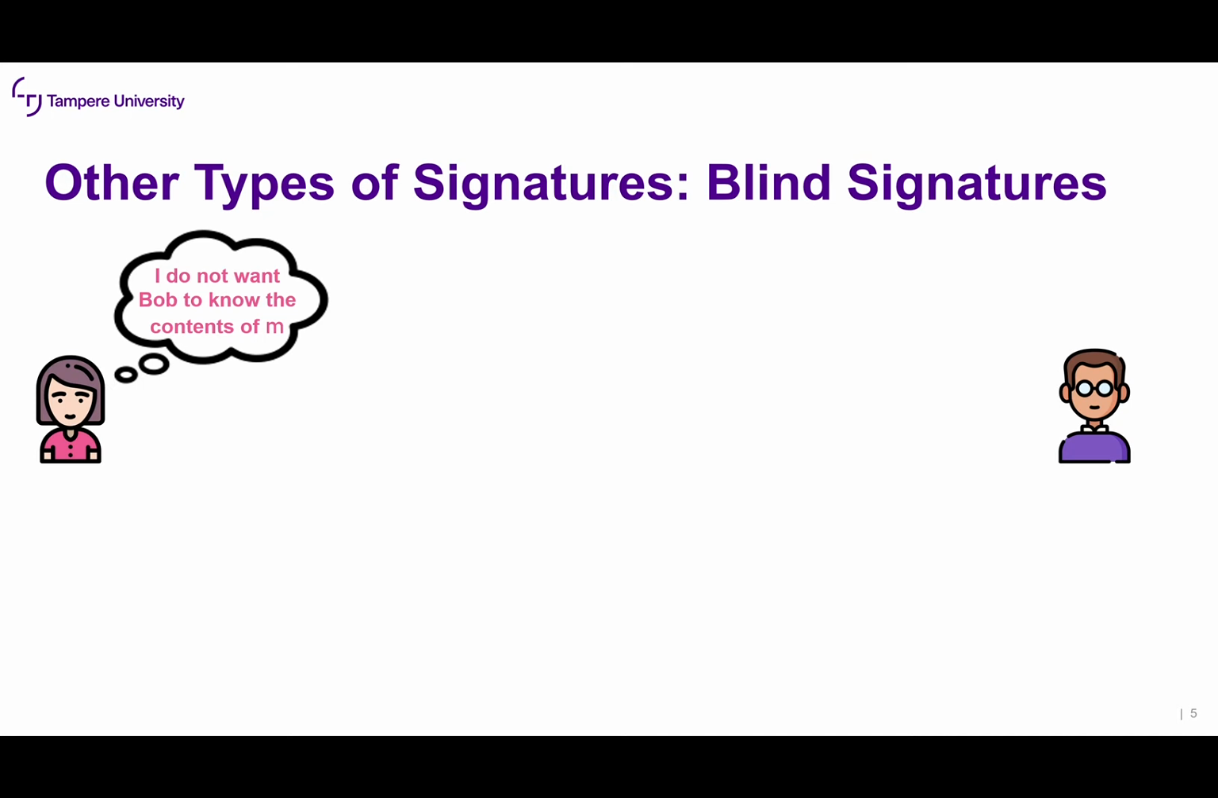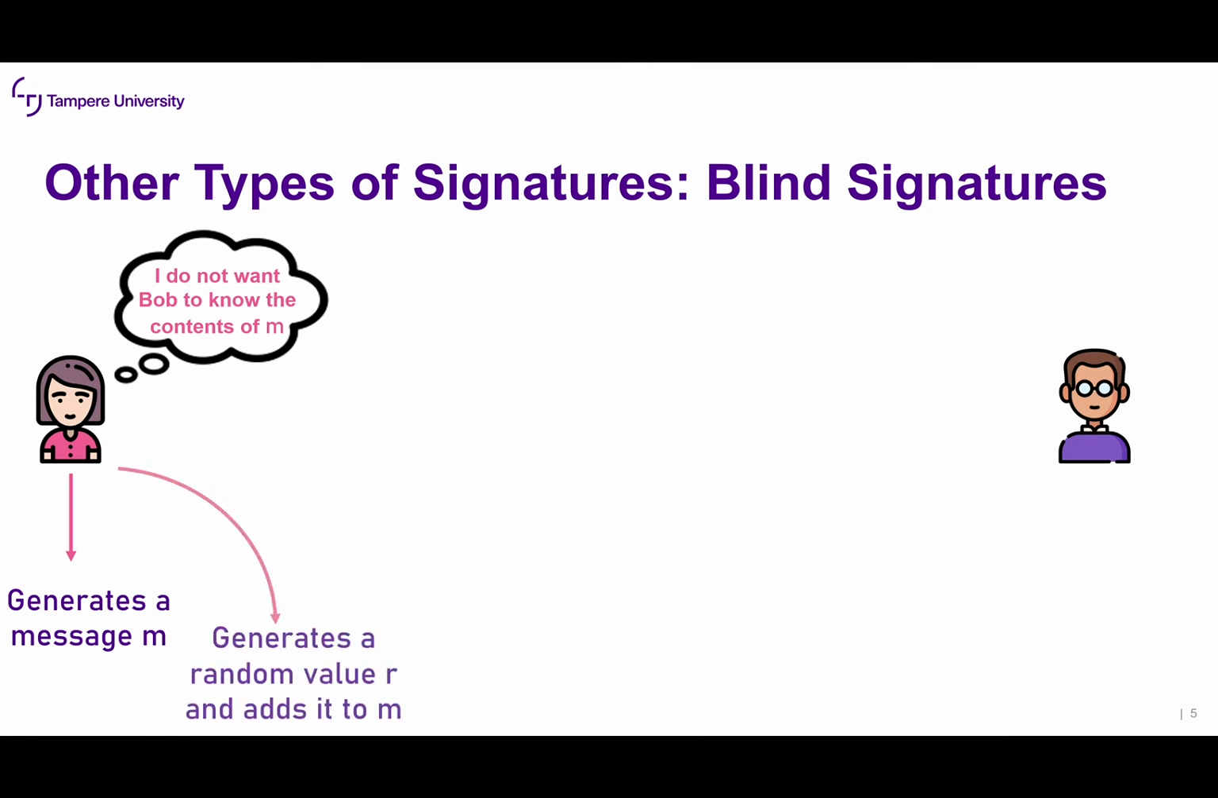What she can do is that first, Alice will generate the message M, and then she will generate a random value R. Now, she will add this random value to the original message M, and this will result in a masked message, let's call it M prime, that Alice will send to Bob. Upon reception, Bob can see the value of the masked message M prime, but he cannot tell anything about the actual contents of the message M that Alice generated in the beginning.